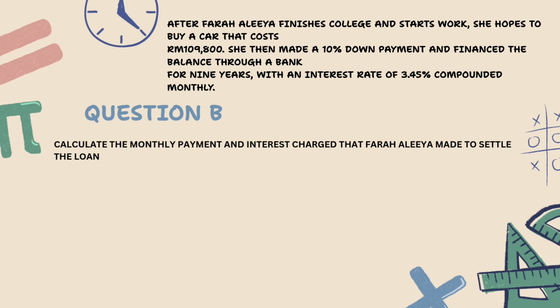Next sentence. After Farah Alia finishes college and starts work, she hopes to buy a car that costs 109,800 ringgit. She makes a 10% down payment and finances the balance through a bank for 9 years with an interest rate of 3.45% compounded monthly. Question B. Calculate the monthly payment and interest charge that Farah Alia made to settle the loan.